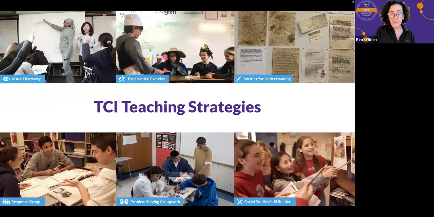Response group, this is one of my favorite ones. These are small groups where we're having students make choices or make a recommendation to the president based on what they've read and what they've learned about any given content. Problem solving group work is the group work activity where each student is given a specific role, and then they have to come up with a product and present it to the class. And then the social studies skill builder, one of my other favorites. These are the stations activities. I shared one activity in first period that was a social studies skill builder where they're interacting with the placards. They're looking at a primary source image or an artifact, reading about it, and then taking notes.